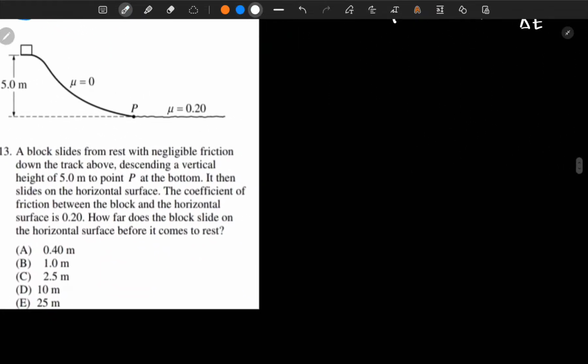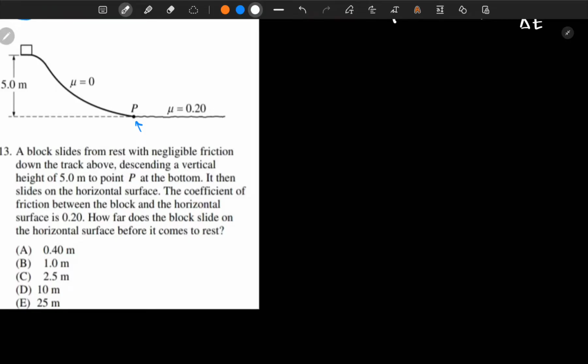Next, let's assume that a block slides from rest with negligible friction down the track above, descending a vertical height of 5 meters to a point P here at the bottom. It then slides over a horizontal surface. The coefficient of friction between the block and the horizontal surface is 0.2. We wish to find how far the block slides on the horizontal surface before coming to rest.